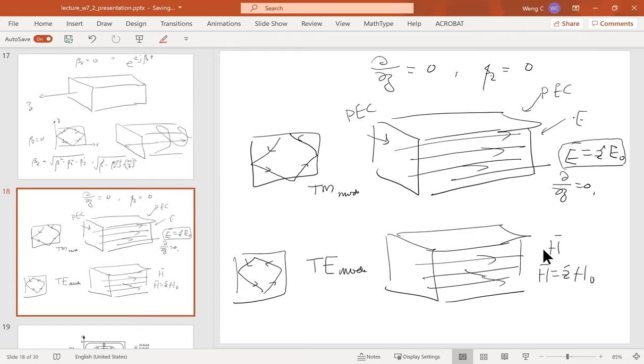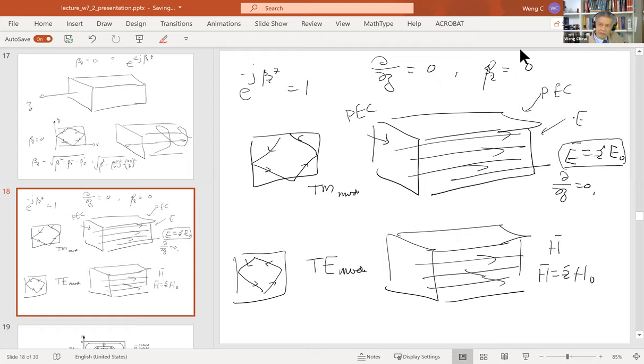Could you clarify this a little bit? Okay, so I have argued that if you have beta z equal to zero for this waveguide, the wave doesn't propagate in the z direction anymore, since e to the j beta z is equal to one. The wave doesn't propagate in the z direction. So the wave just bounces around in the four walls of the waveguide with no propagation in the z direction.